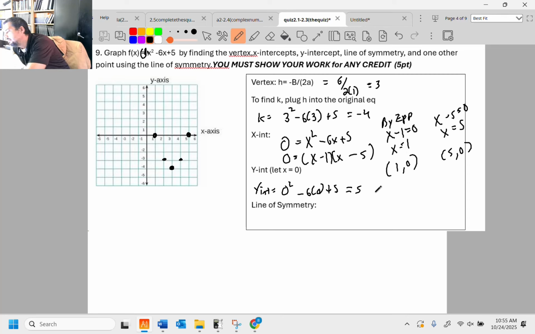It's 5. As an ordered pair, that's (0, 5). It's the y-intercept. Now, the line of symmetry is right through the vertex, just like she always is. She is at x equals 3. By the line of symmetry, if something is 3 units left, something must also be 3 units right. And I have some extra points here because I just decided to be extra. But there you go. You didn't have to find domain, range, none of that.